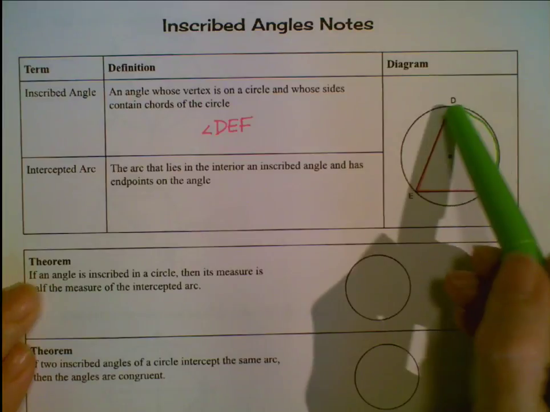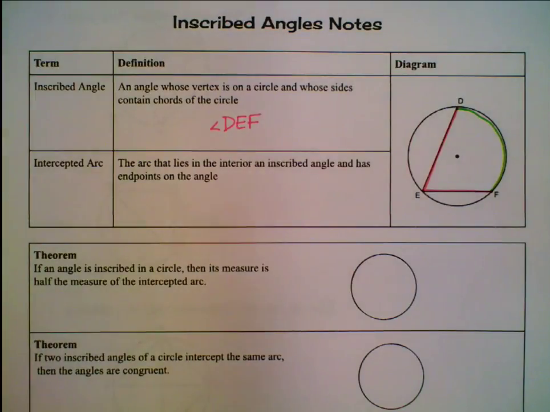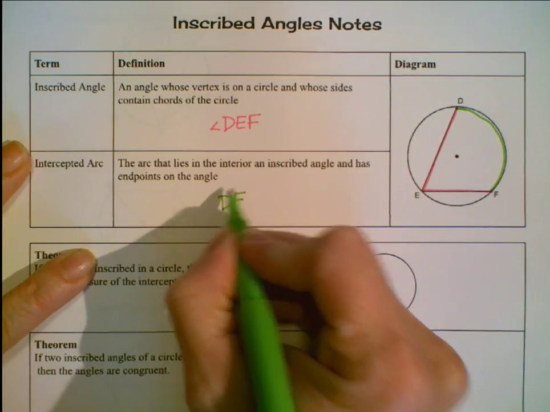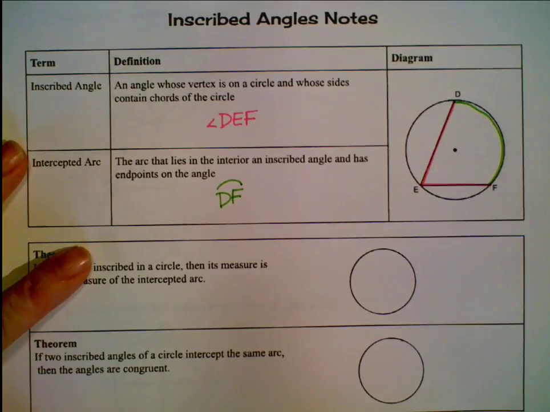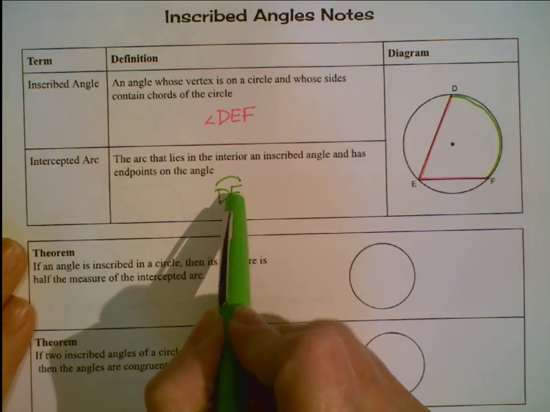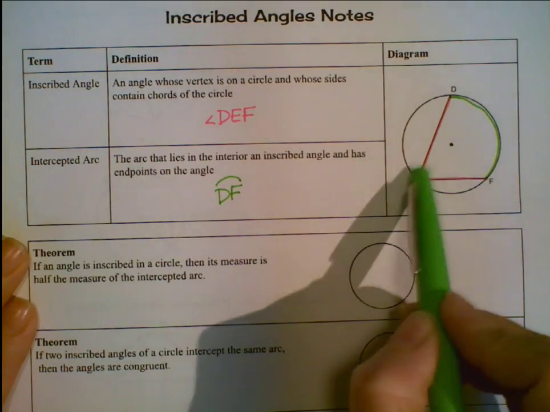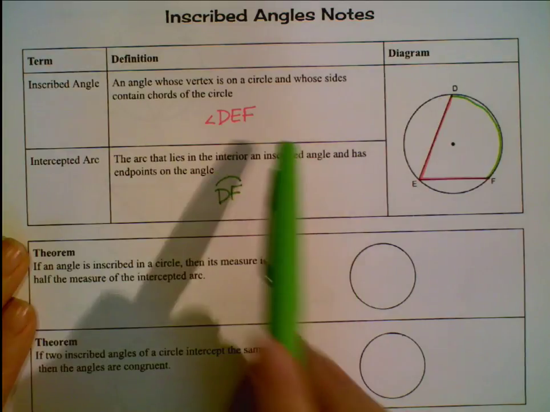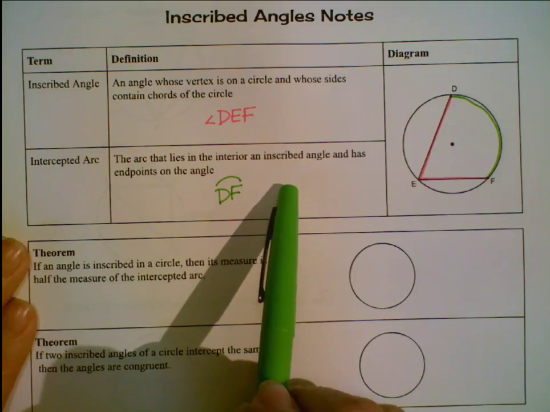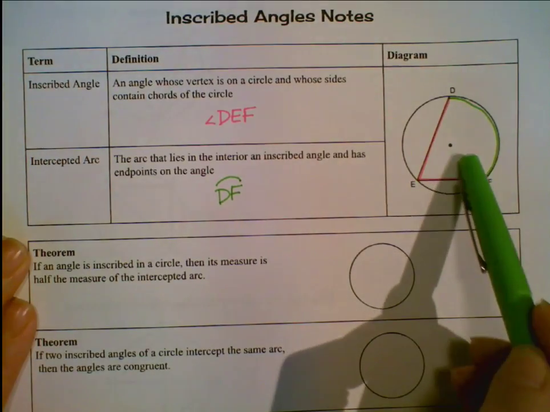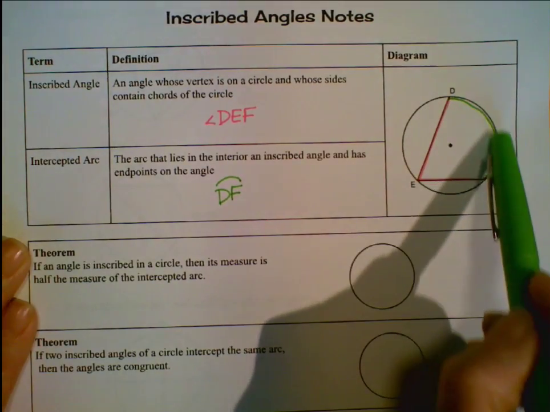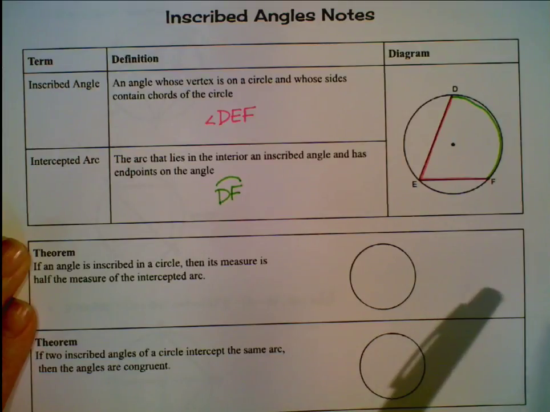So if I were to name this particular arc, I would name it with 2 letters. So our intercepted arc in this case would be arc DF. And remember, when we name an arc, we use those 2 letters, and then we draw that little umbrella type arc over the top. So the intercepted arc lies inside, in the interior of that inscribed angle. And remember, this only applies to inscribed angles. It does not apply to central angles that we talked about before, where the vertex would be at the center. Only when the vertex is on the circle can we talk about the intercepted arc and the inscribed angle.